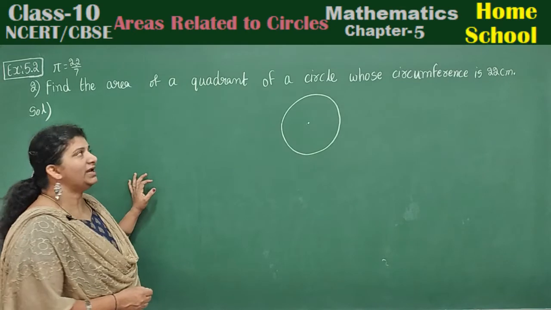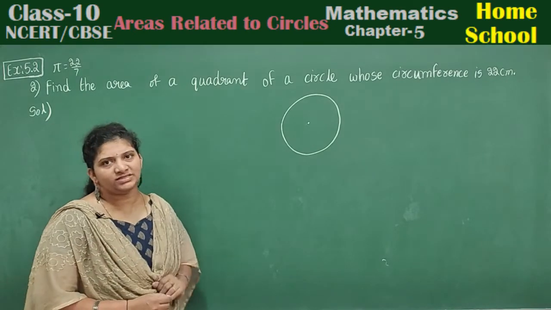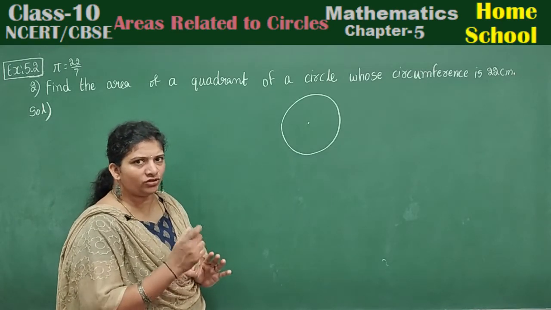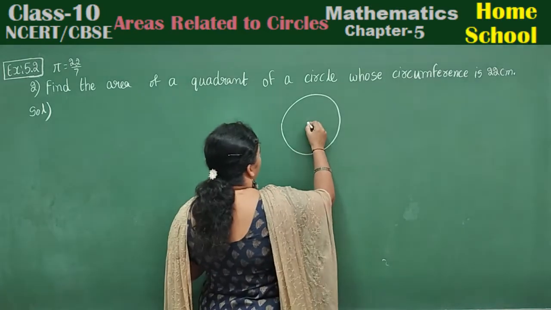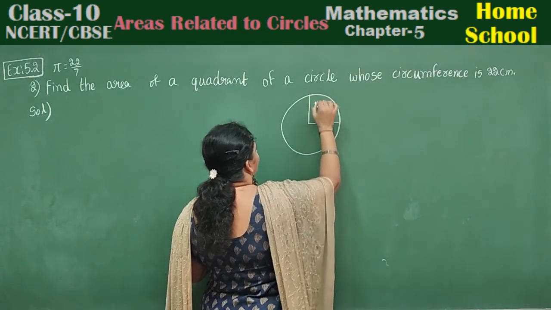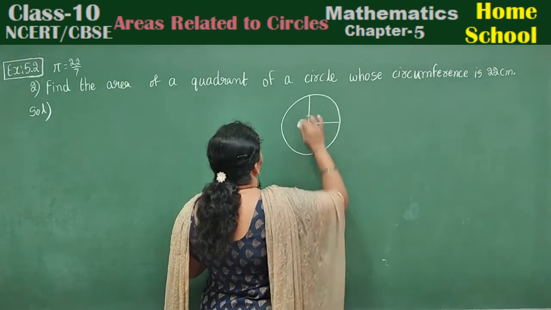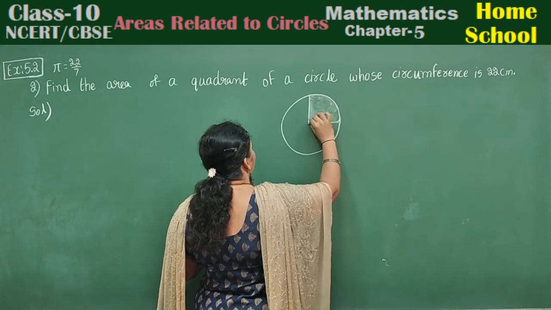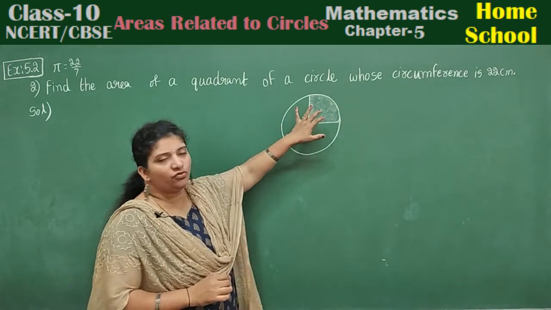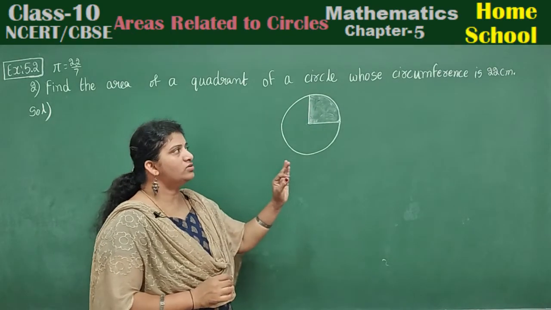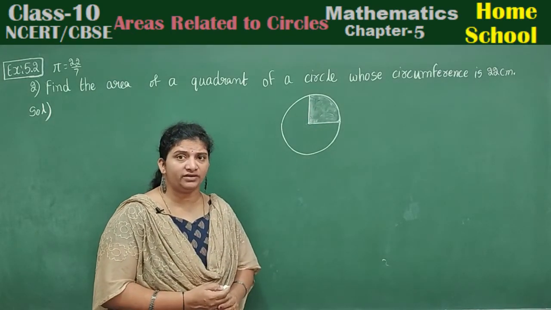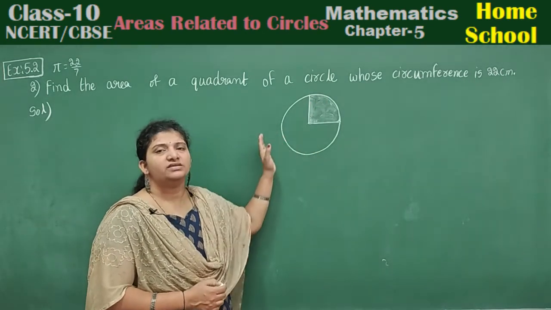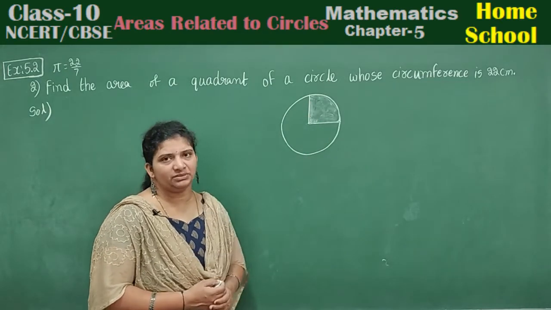Second problem, find the area of a quadrant of a circle. What is a quadrant of a circle? It means a quarter, 1/4 of a circle. Okay, let me take a quadrant of a circle. Let me consider this is a quadrant of a circle. We need to find the area. Understand the problem carefully. Find the area of a quadrant of a circle whose circumference is 22 centimeters. What did they give? This circle quadrant's area you need to find. The circumference of the circle is 22 centimeters.